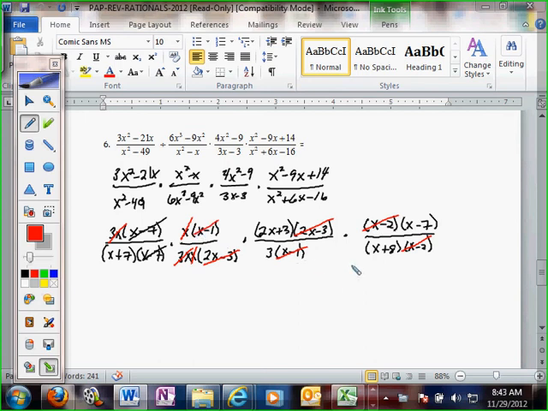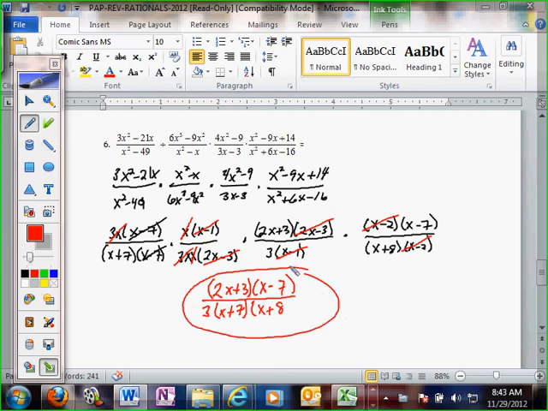And what's left? Let's just write down what we have left. Nothing here on top, nothing here on top. Here I have a 2x plus 3. I have also an x minus 7. Over, on bottom I have an x plus 7. I have a 3. And I have an x plus 8. Nothing else cancels from top to bottom. You're done right there.